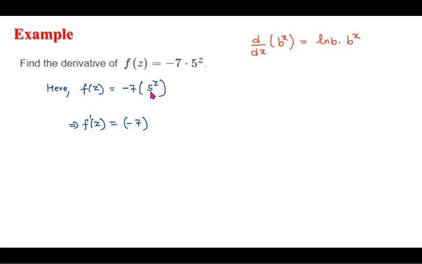Now, to find the derivative of 5 to the z, it is just like b to the x. So first we have natural log of 5, multiplied by 5 to the z. So that is the derivative of that function. -7 natural log 5 times 5 to the z. There is nothing to simplify there, so we can leave it as it is.